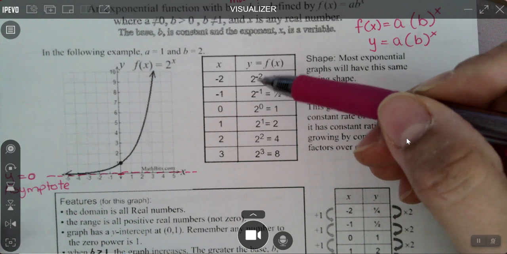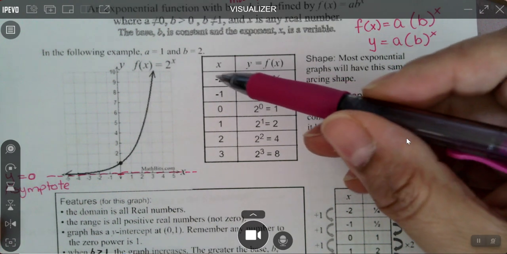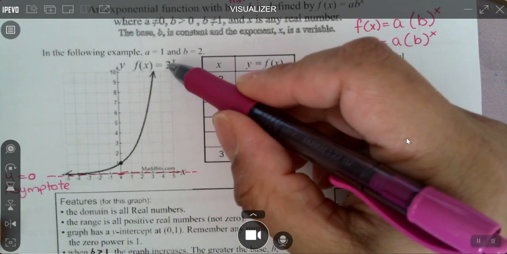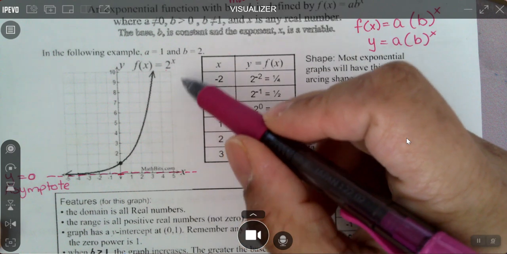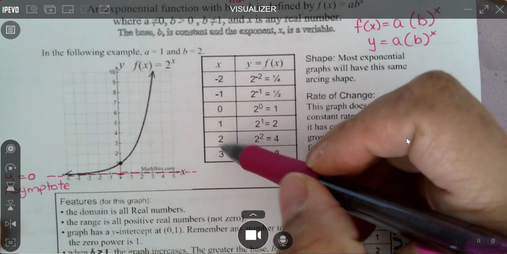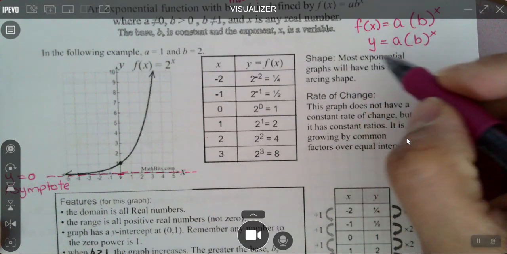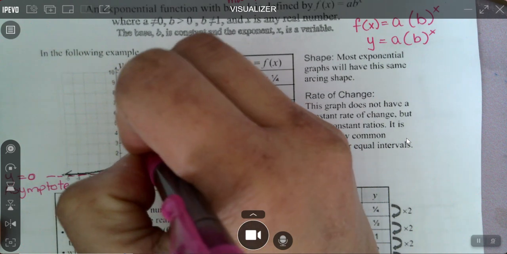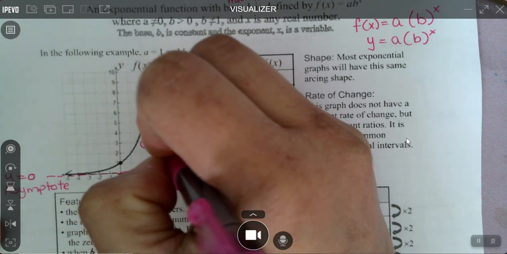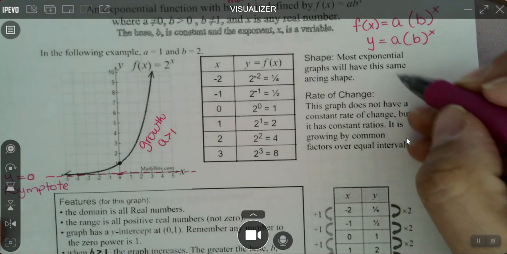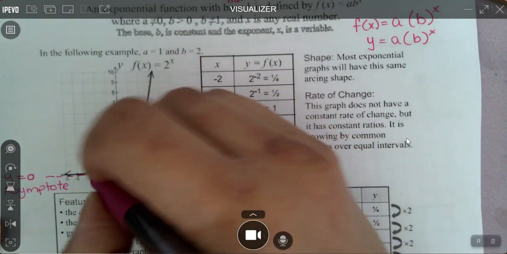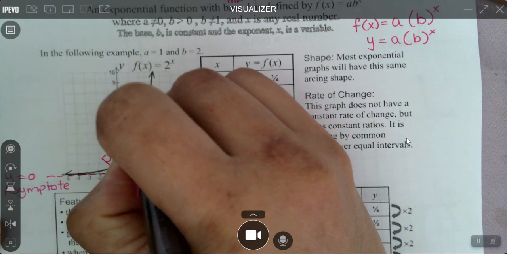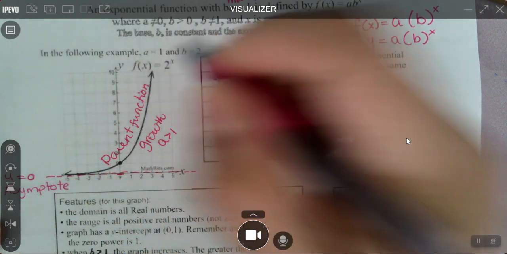Here are examples of how to evaluate this. For -2, that means your base 2 raised to the -2, 2 raised to the -1, 2 raised to the 0, 2 raised to the 1, and so on. Most exponential functions will have this shape, and we'll talk about this as growth. That's because b is greater than 1. This is the parent function, from where all transformations take place.